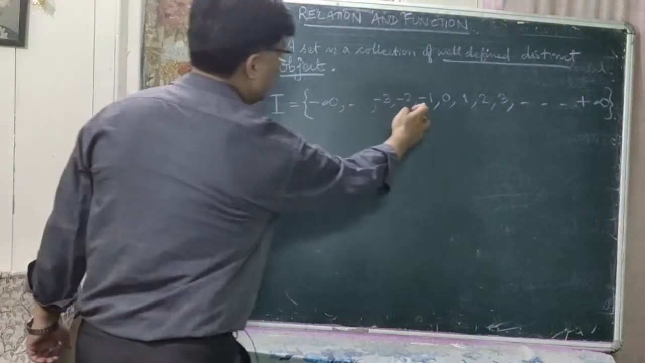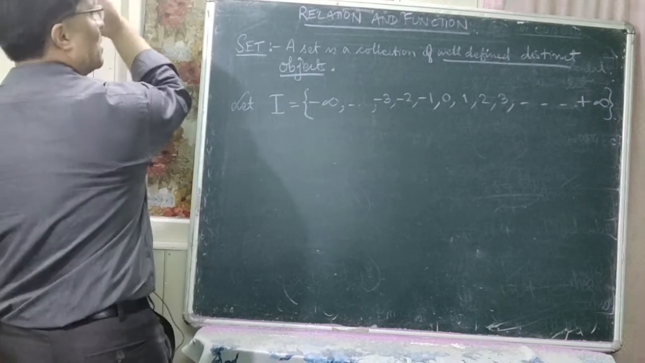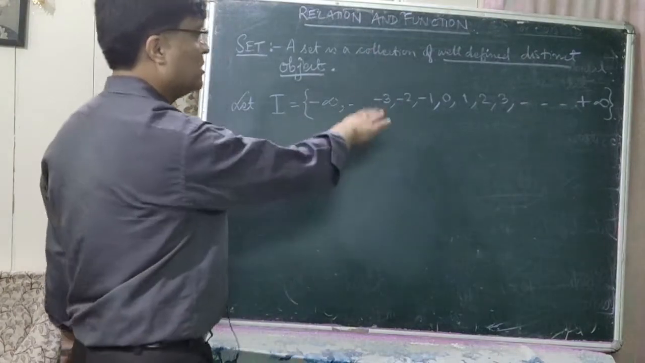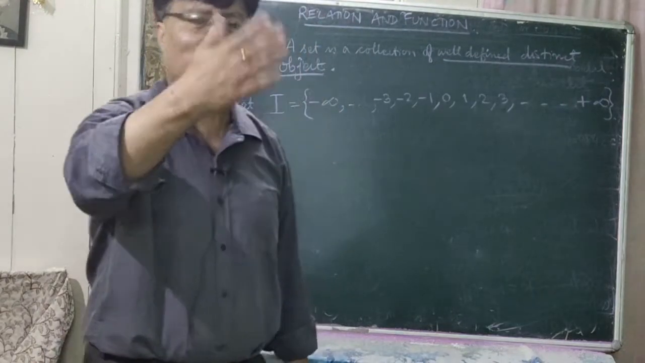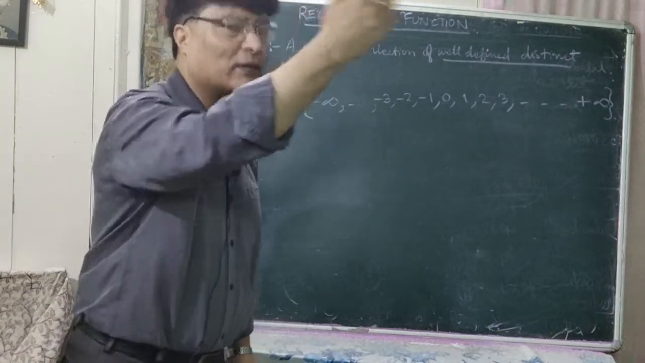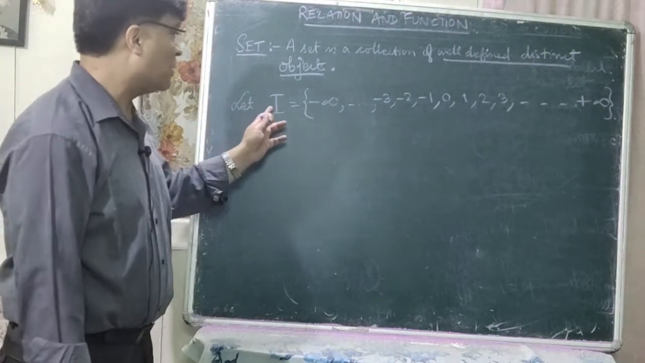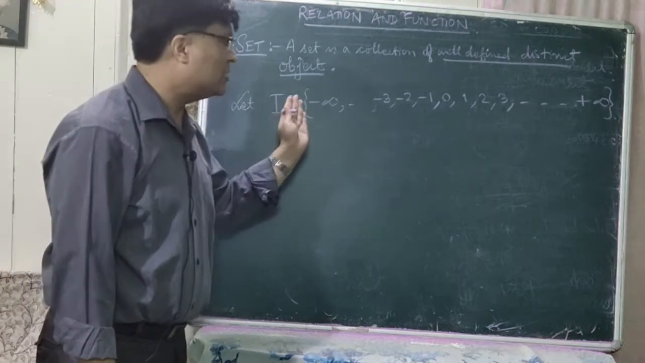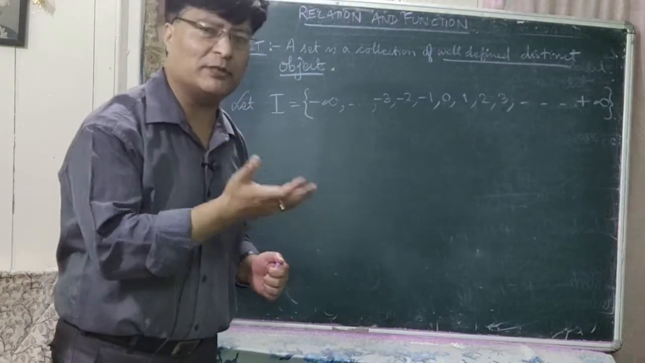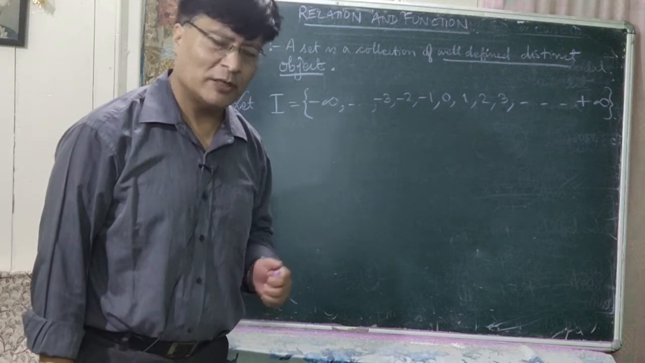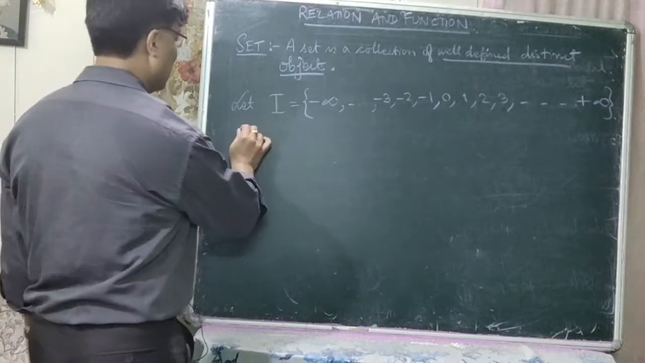So minus 1, minus 2, minus 3, minus 4, minus 5, minus 6, minus 7, minus 10,000, minus 1 crore, minus 1 arab, etc. Then 0, 1, 2, 3. Plus infinity means 3, 4, 5, 6, etc., 1,000, 10,000, 1 million, 1 crore, 1 arab, etc. It goes up to plus infinity. So the members of the set are usually denoted by small letters, or it may be some numbers. Is that clear to all of you? So this I is the set of integers.